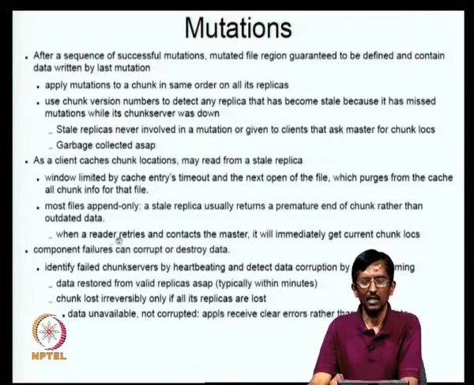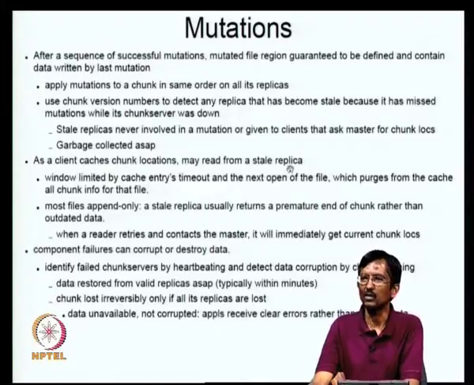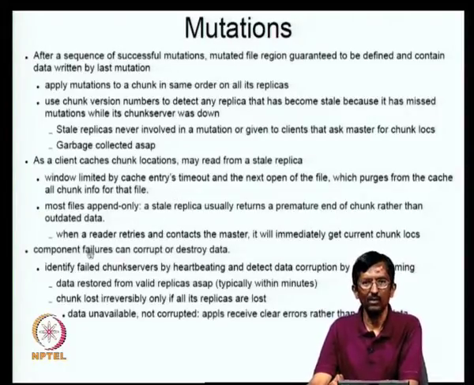So, if this kind of error takes place, okay, premature end of chunk, it asks for some size and it's actually not there, you get end of file or whatever, the reader can retry and get the information from the master about exactly the current state of things. Okay. So, the client may actually use a stale replica, but if it so happens that it tries to do something with it, it gets an error and therefore it can get the correct situation. There is also other possibility that component failures can corrupt or destroy data.